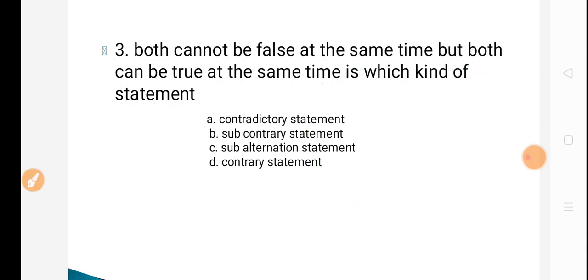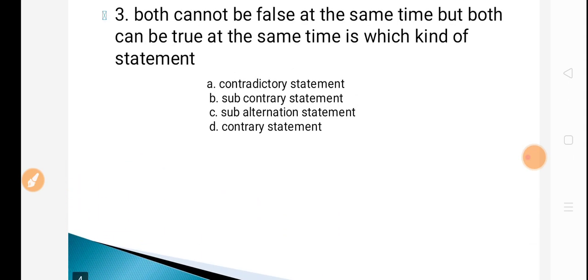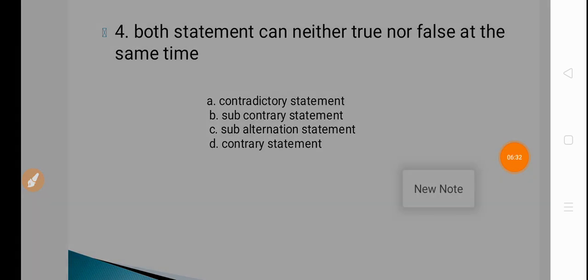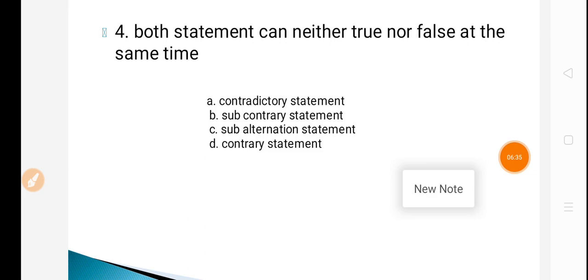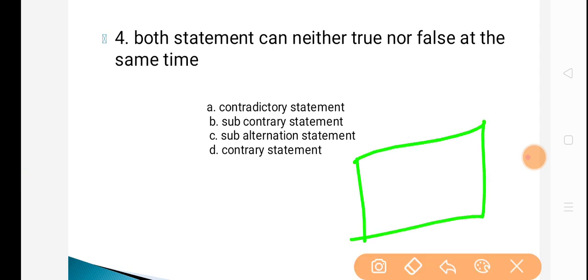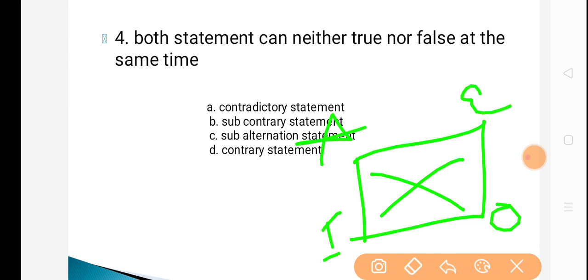So we are moving toward the next question. Here the answer is subcontrary. Next question. Both the statements can be neither true nor false at the same time. You just draw this and mark A, E, I, O here. What does the statement say? Both statements can be neither true nor false at the same time.